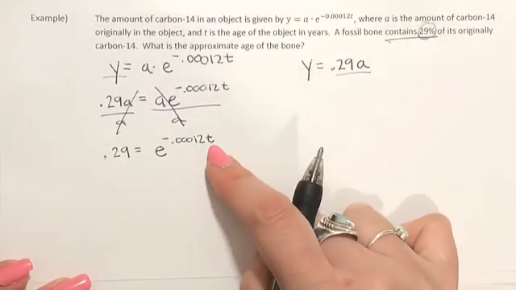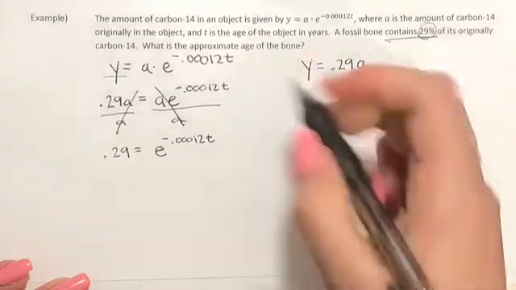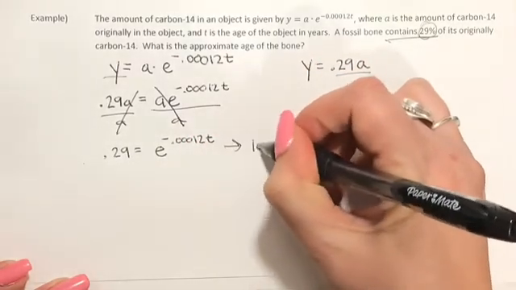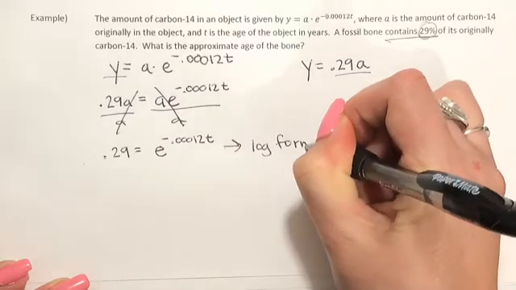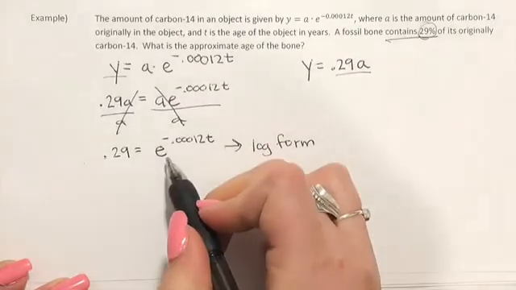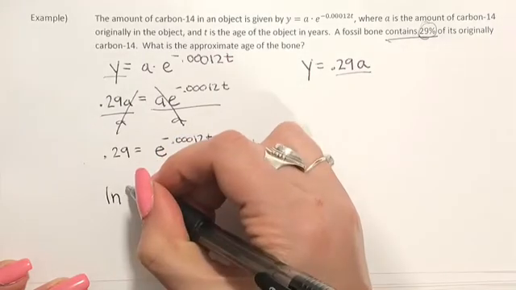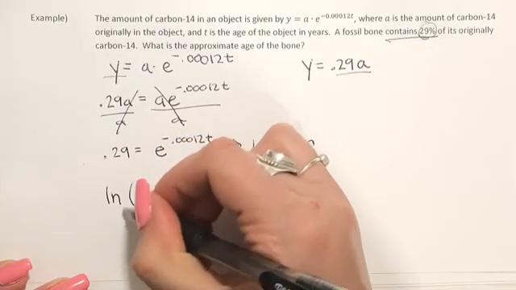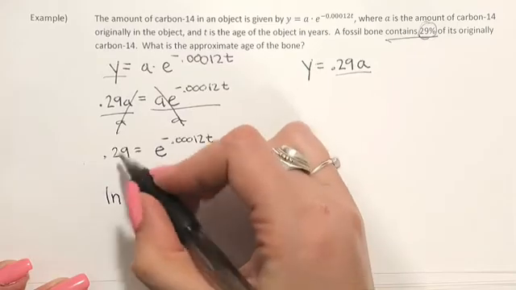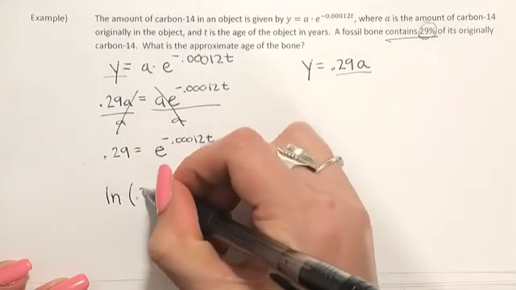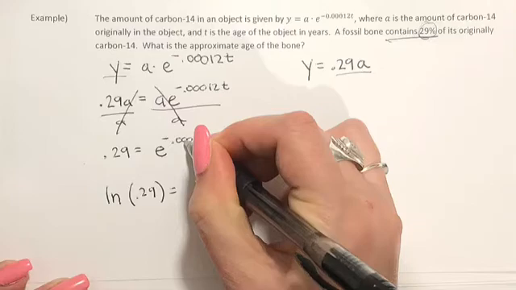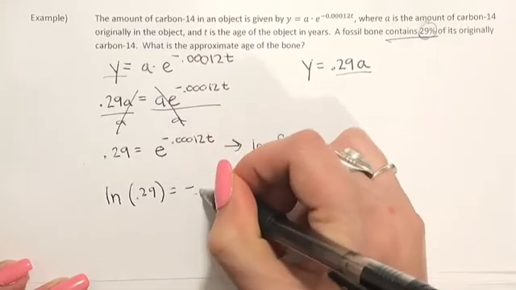And then we're still trying to solve for t, which is in the exponent. So just like the last problem, whenever your variable is in the exponent, the way to get it out is to go to log form. Right now we have a base e. The log form for base e is the natural log. We don't write a little subscript on this, it would be an e, but we don't write it. The 0.29 goes on the inside, and then the exponent comes down to what it's equal to.